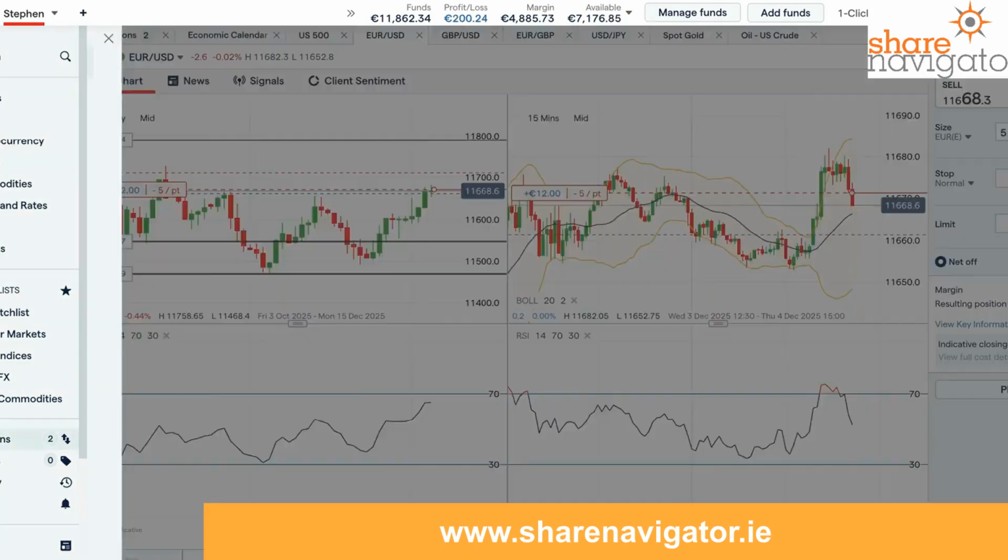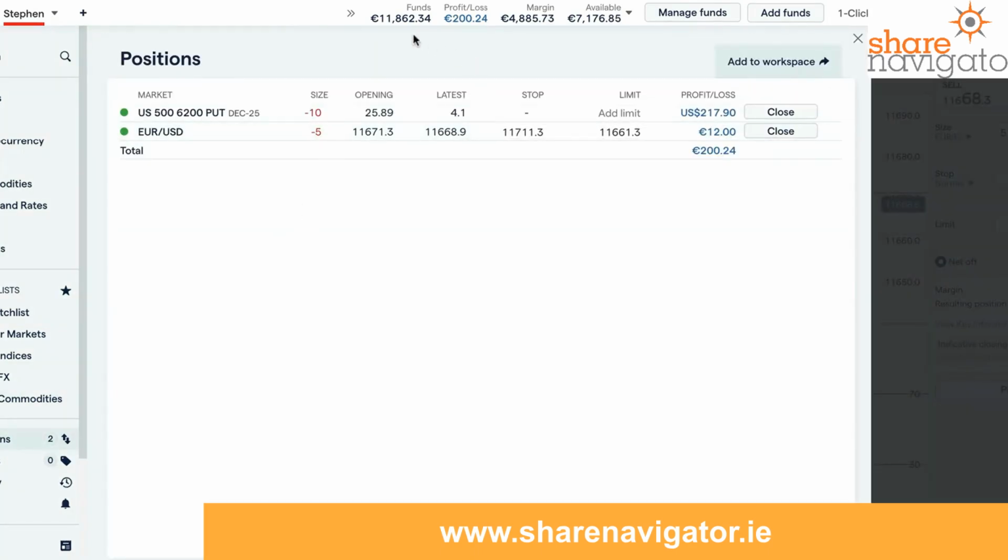We did €5 a point on a 12K account. And we put our stop in 40 points ahead, because we're only risking €200 per trade as per our rules. We're looking to get out of this if and when it reaches 11,661.3, or the other rule is if the RSI gets to 50.